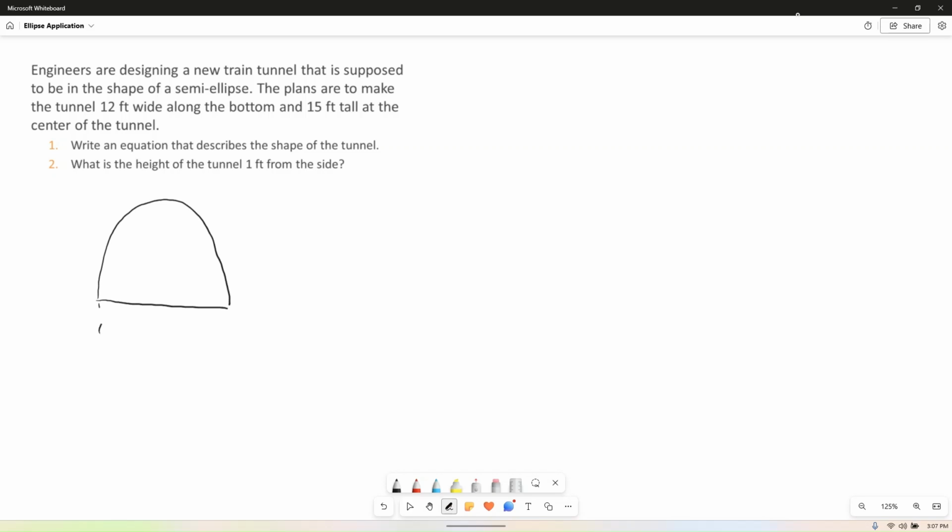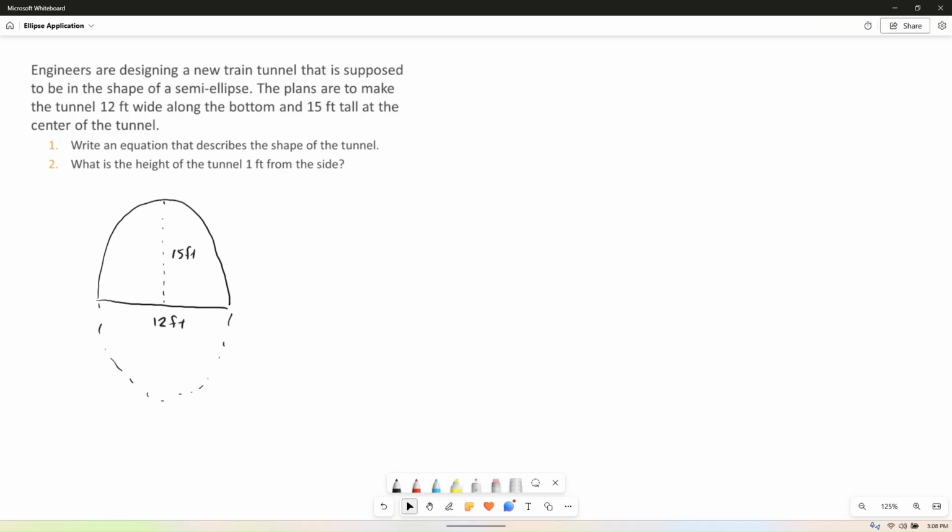So you could technically think of this ellipse extending downwards below that horizontal line, but we're not worried too much about that part. What we do know is that the whole tunnel on the bottom is 12 feet wide. And I know from the bottom to the very top is 15 feet. Okay. So I have this picture drawn, but I need to relate what it looks like to an ellipse equation. And an ellipse equation needs to have x and y values.